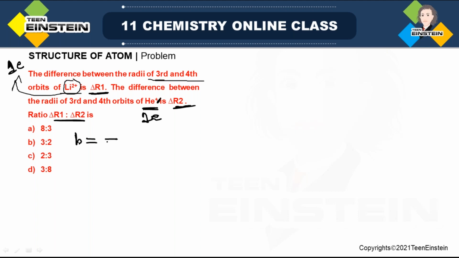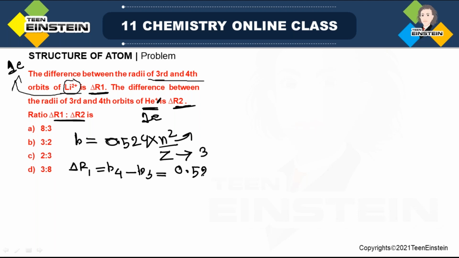Options are there. Okay. We have seen that R is equal to 0.529 multiplied by n square by Z, right? Now, if it is true, then for lithium 2 plus system, this del R1, that should be equal to R4 minus R3. Okay, that means here n value is 4 for R4, it is 3 for R3, but Z is common. Here Z is 3. So we can take common 0.529 divided by 3, and inside it is simply 16 minus 9. Okay, so you will get something like this, and 16 minus 9, it is 7.